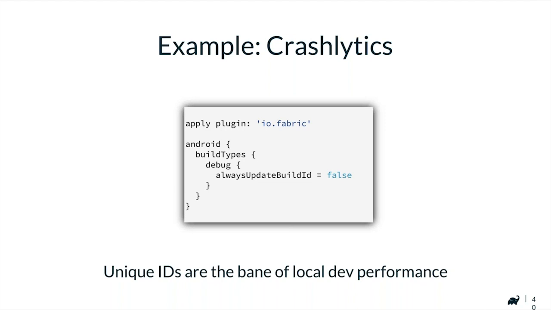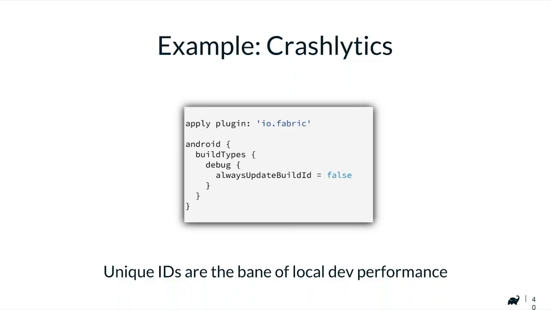You would always get full recompiles. So this is one of the few snippets that I recommend just pasting into your build, basically. And the Crashlytics team is aware of this, so we've talked to them, and they will work on a better solution to fix this. Because this is also happening on CI builds. Not every one of your CI builds needs a unique ID, right?